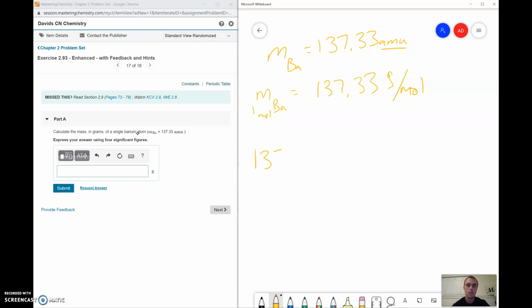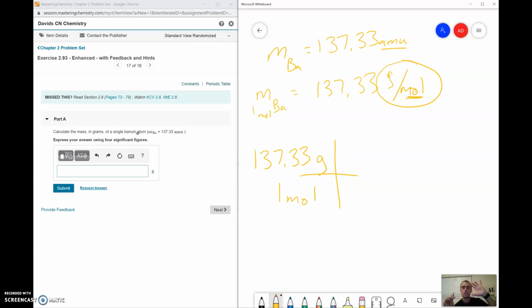We have 137.33 grams per mole. And the way that we're going to use this unit in our track, we have a numerator and a denominator in our unit. And so when we have that, we're going to put a numerator for my gram, and the denominator is going to be the denominator of this unit.